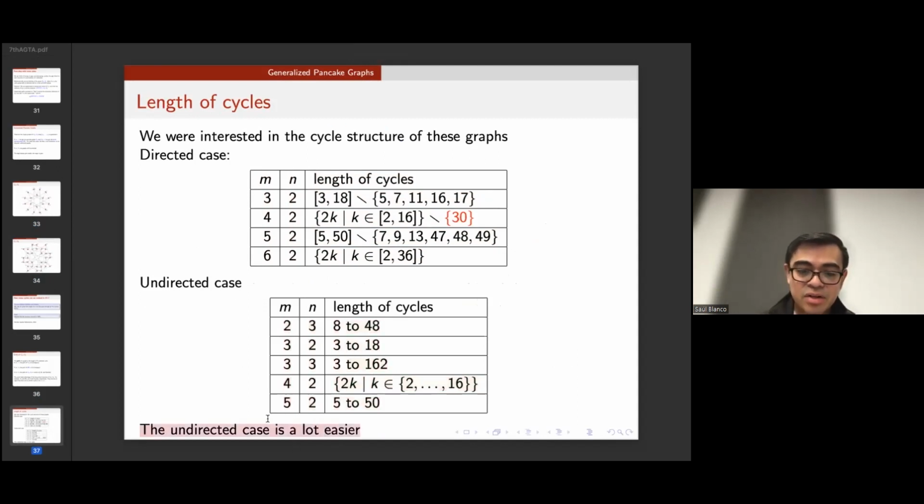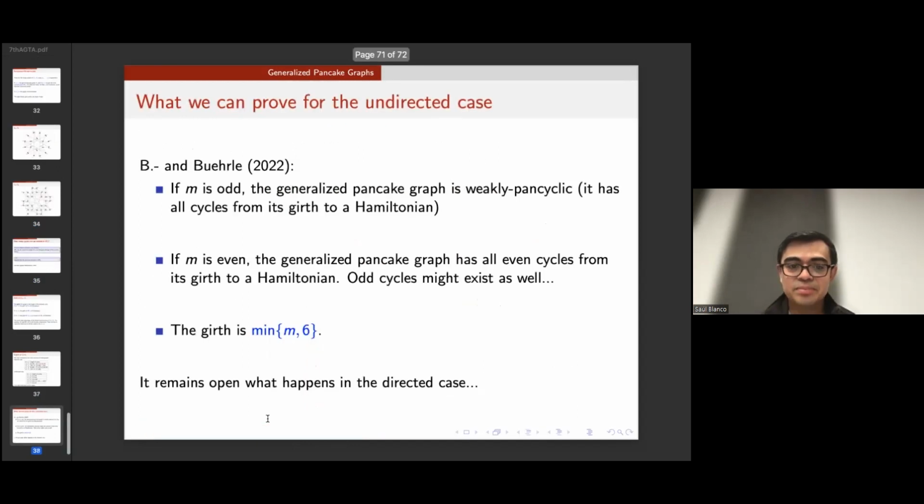And the conjectures ended up being true. So these are the results that we have. If M is odd, then the generalized pancake graph is weakly pancyclic, so it has all of the cycles from the girth to a Hamiltonian cycle. If M is even, then the generalized pancake graph has all even cycles from the girth to a Hamiltonian cycle.